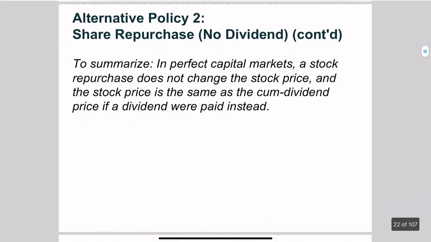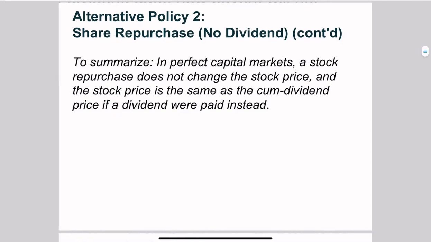Okay, let's summarize this second policy. Basically, in a perfect capital market, a stock repurchase does not change the share price, and the share price would be the same as the common dividend price if a dividend were paid instead. You can see here it says the same as the common dividend price, and we have calculated in the first policy, right? Remember, in the first policy, we calculated the common dividend price is 42. So obviously, the share price after the repurchase is the same as the common dividend price.